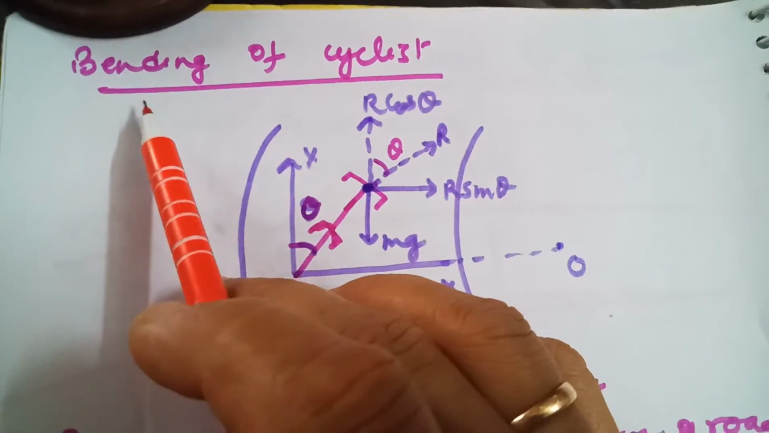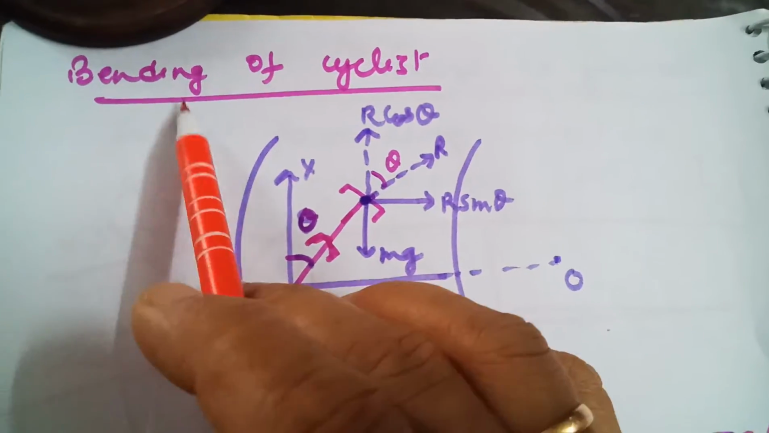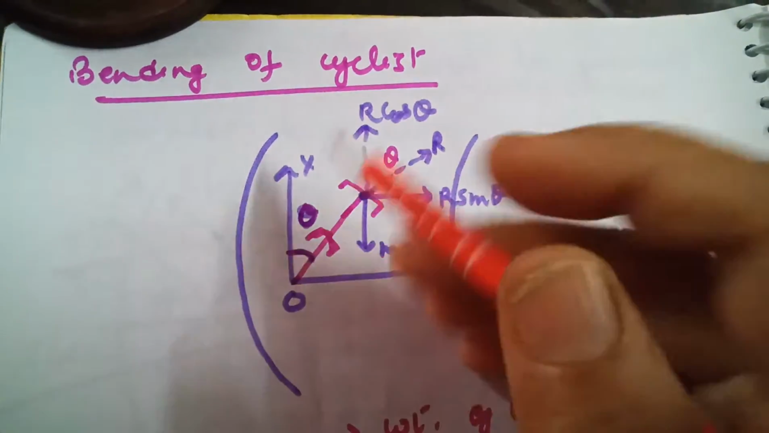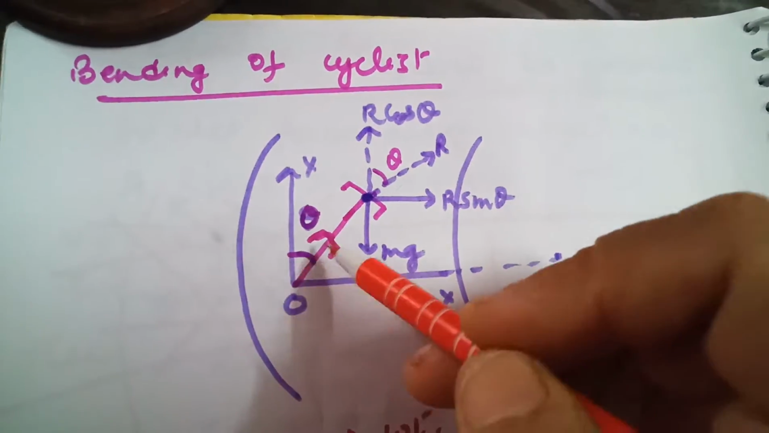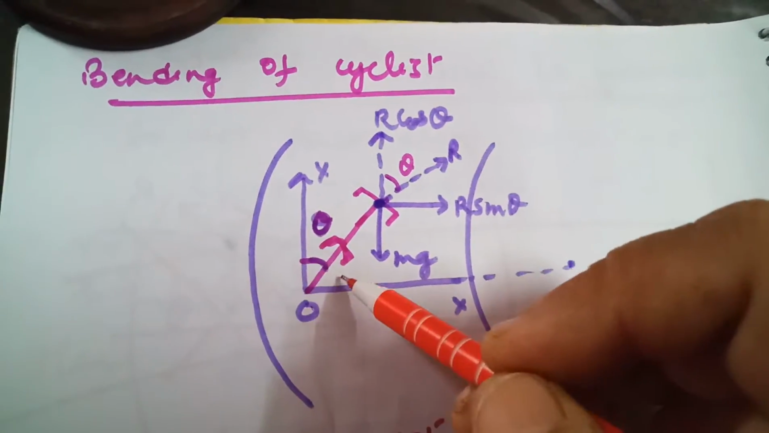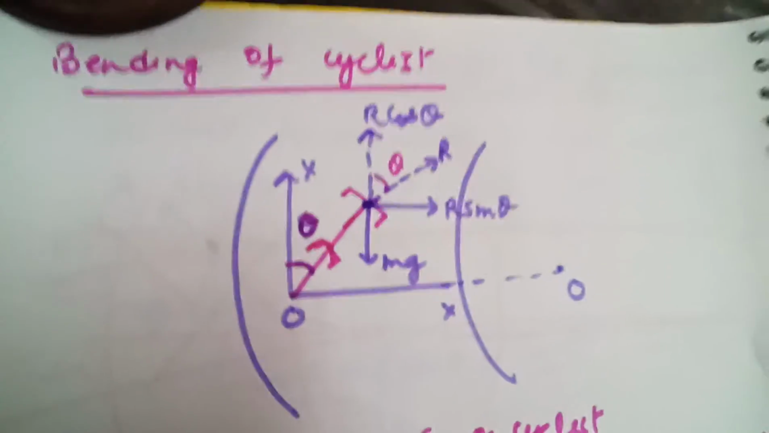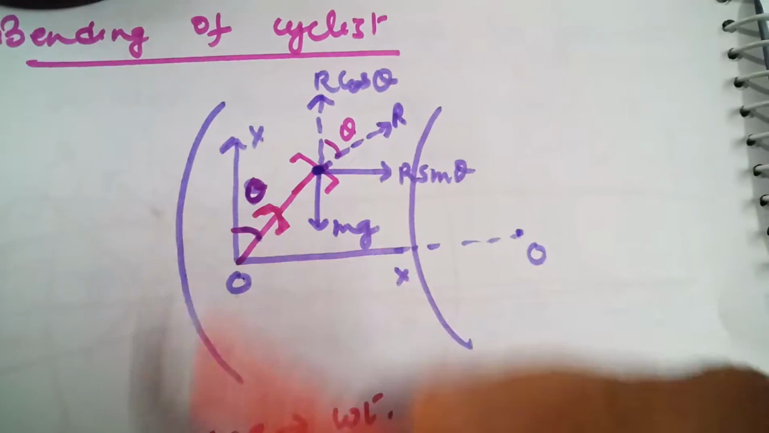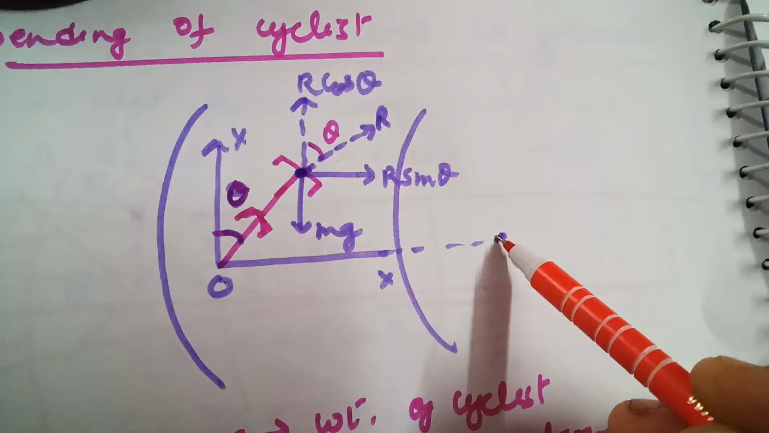Now in this video I am going to take another application of circular motion, that is the bending of a cyclist. What will be the angle taken by the cyclist from the vertical to take a sharp turn on a circular road, that we have to find out. So first of all, this is a circular path and this is the center of the circular path.